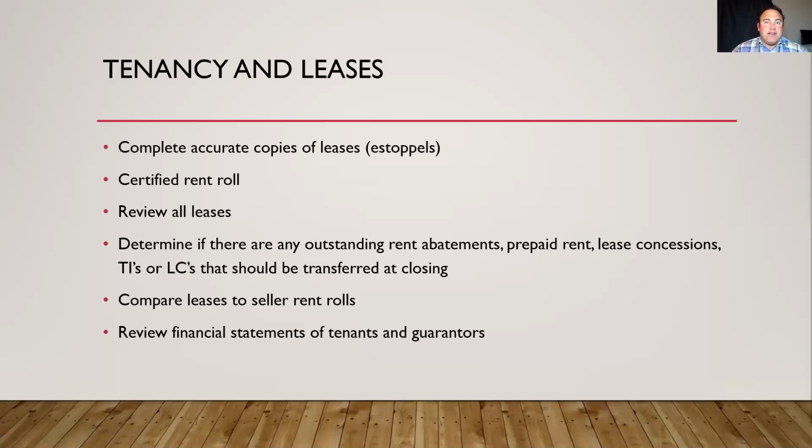Definitely want to take a look at tenant financials whenever you can get them, and understand who's standing behind the leases. If it's an apartment complex, you're probably not going to do that, but it's also good to know who are my tenants in the building. Where are they working? Are all the tenants working in the oil field? With oil prices being extremely down, that could be a bad thing, right? So above and beyond just reviewing financial statements of the tenants and guarantors, truly understanding who and what we have there and how it's going to be paid.